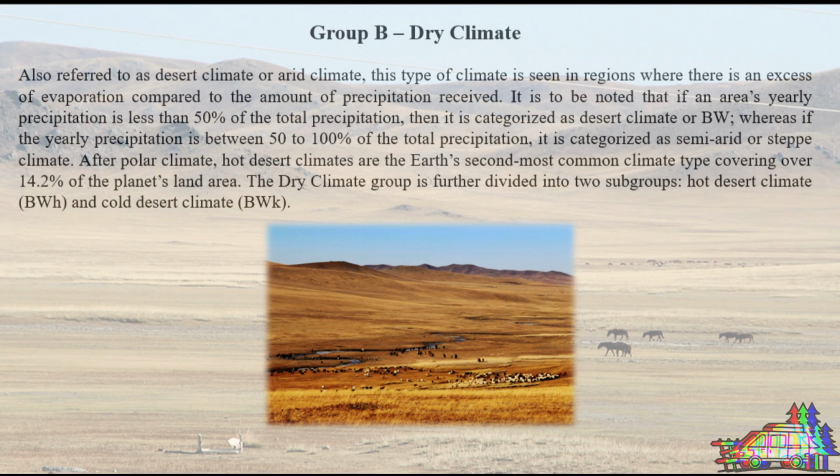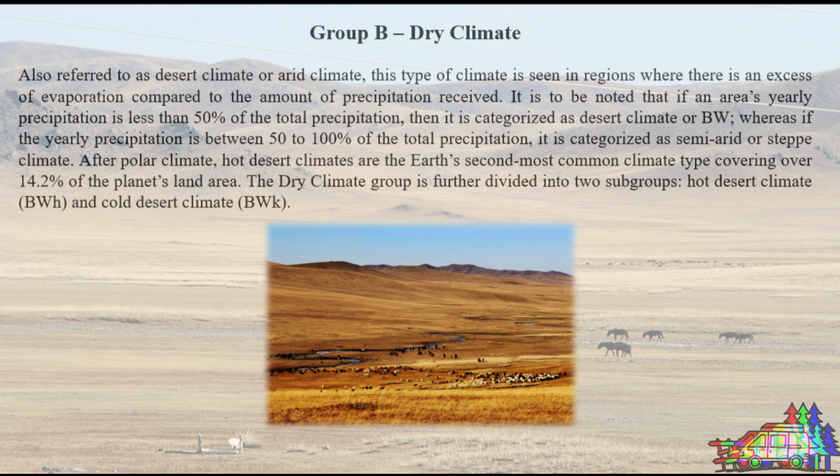Group B, dry climate. Also referred to as desert climate or arid climate, this type of climate is seen in regions where there is an excessive evaporation compared to the amount of precipitation received. It is to be noted that if an area's yearly precipitation is less than 50% of the total precipitation, then it is categorized as desert climate or BW, whereas if the yearly precipitation is between 50 to 100% of the total precipitation, it is categorized as semi-arid or steppe climate.